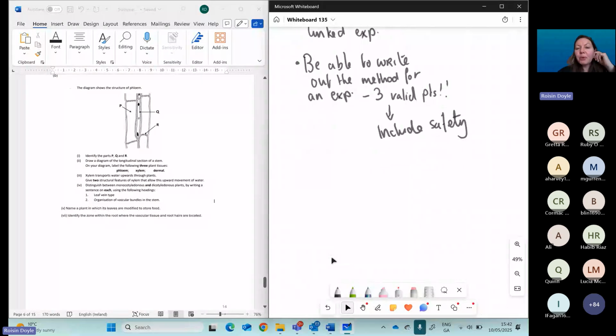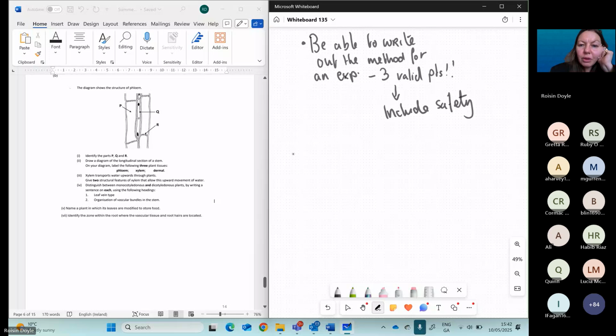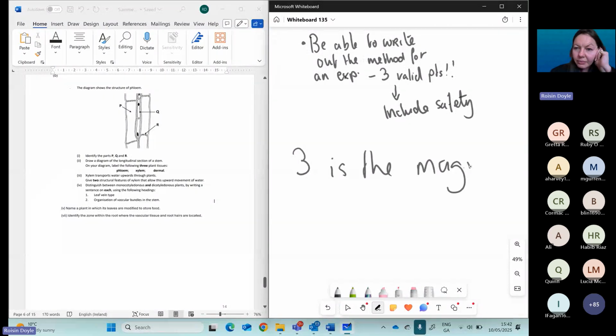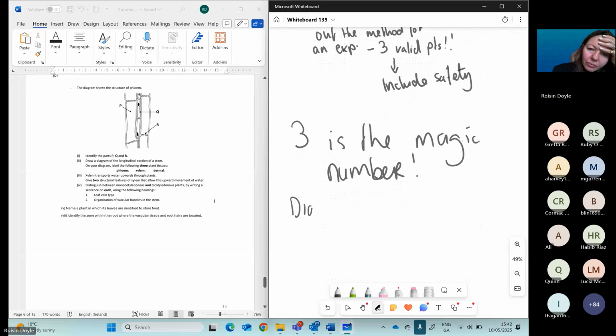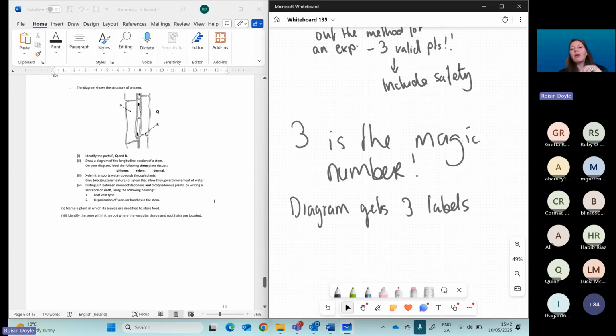So my favorite number in the whole world is 3. 3 is the magic number. There's a song, by the way. Check it out on Spotify. So Róisín, how many? Never, ever, ever draw a diagram without putting labels on it. How many labels do I put on it, Róisín? I put a minimum of 3. So a diagram gets 3 labels. We never, ever, ever draw a diagram without labels.